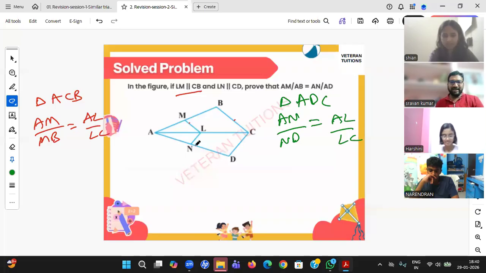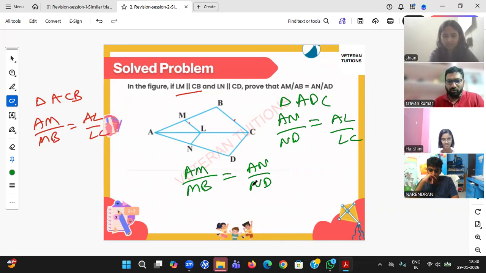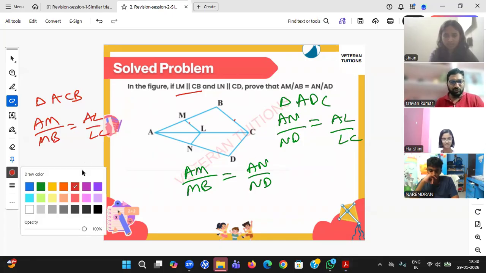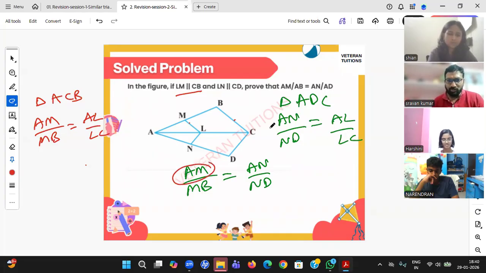I'm already seeing the right hand side is equal. Let me equate the left hand side. AM by MB equal to AN by ND. Now let me check what the question actually is. AM by AB, okay, I got some numerator right, but the denominator still doesn't match. AN by AD, I got the numerator, the denominator not. Yes, Shayan, what should I do now? I'm able to see the numerator is matching, but the denominator is not.